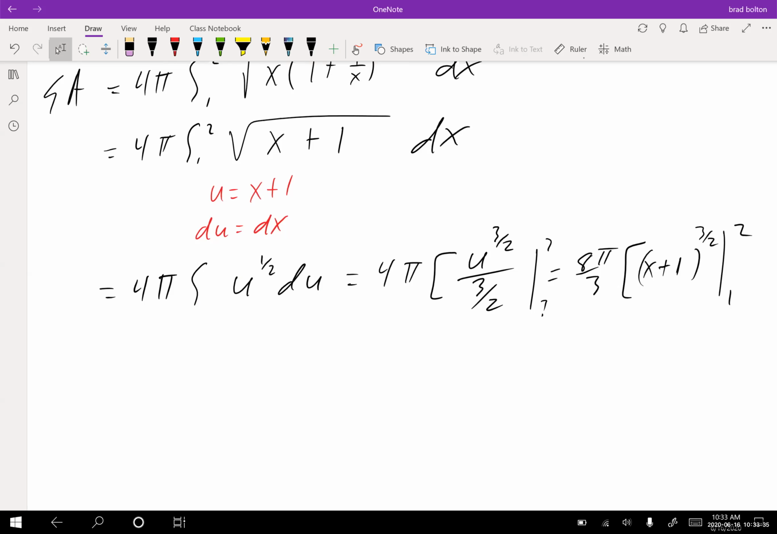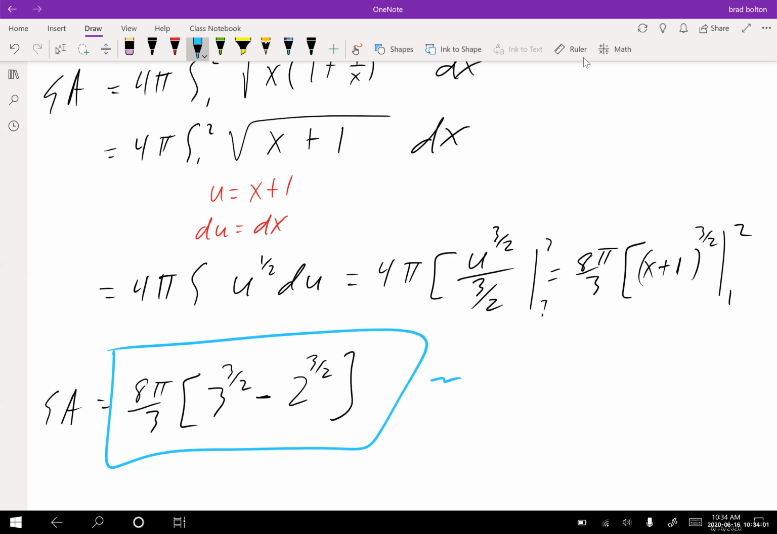Okay, so let's see what we get. So we have surface area is equal to 8 pi over 3. Now when I plug 2 in there, x plus 1 is 3, so this will become 3 to the 3/2. This doesn't clean up very well. Minus f of a, which would be 2 to the 3/2. And that would be your exact answer. Now, you could do a decimal approximation on your calculator, but in general, that would be your final answer, I would say. I think even in the homework, sometimes they prefer you to leave it like this. But obviously, if they say give me the decimal approximation, that would be what you do.